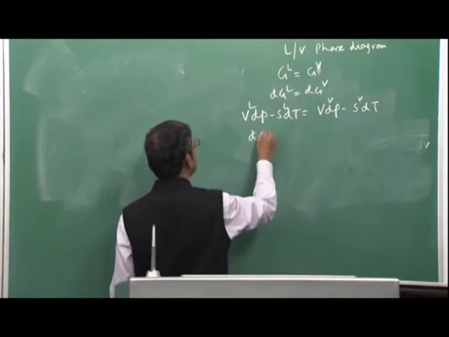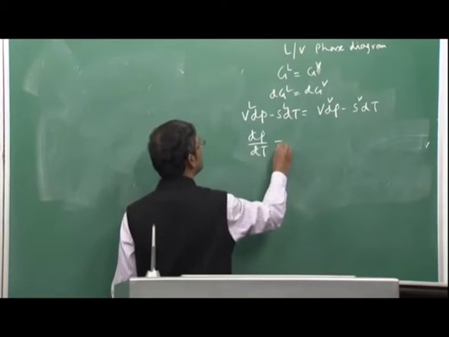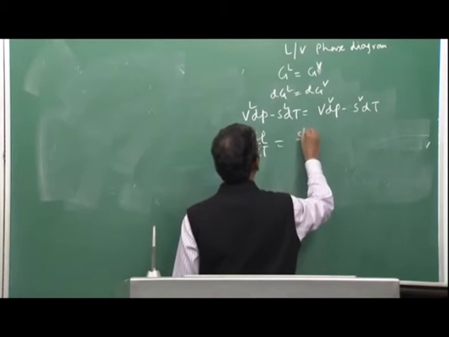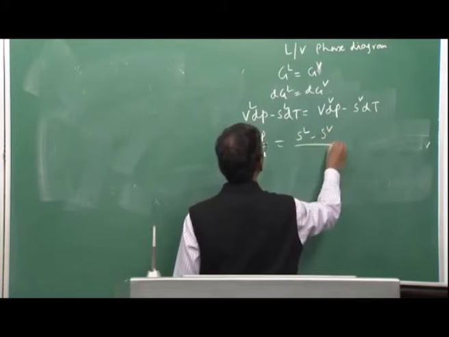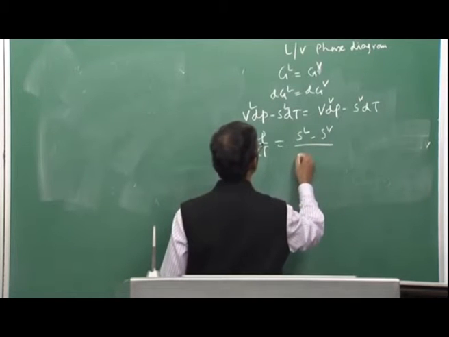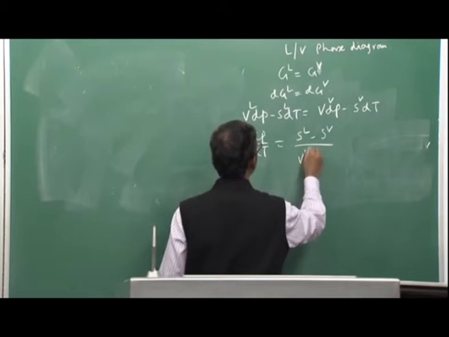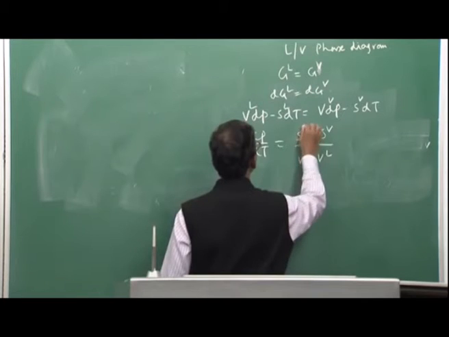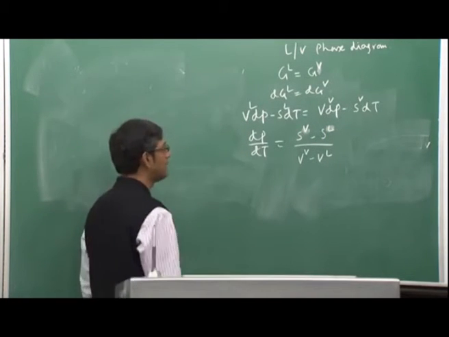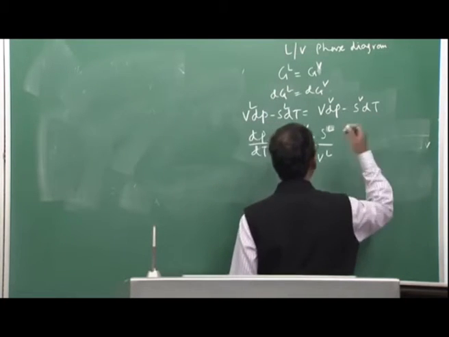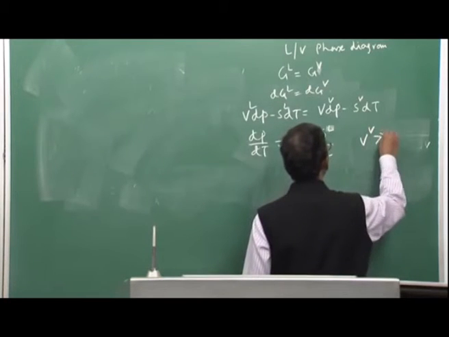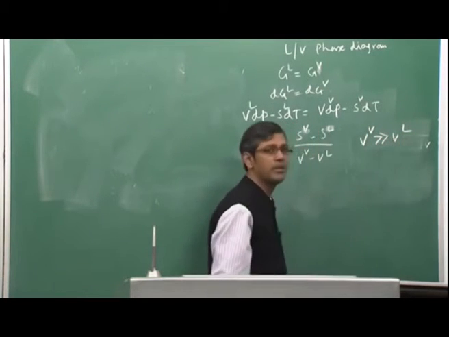So what is dP by dT? Very simple, you have already done that. This is nothing but, let me write down, SL minus SV. Is it correct? Yes, SL minus SV, and this is VV minus VL. No, this will be SV minus SL. That's correct. So now I know that for any liquid vapor system, volume of vapor will be much greater than volume of liquid. That's obvious.